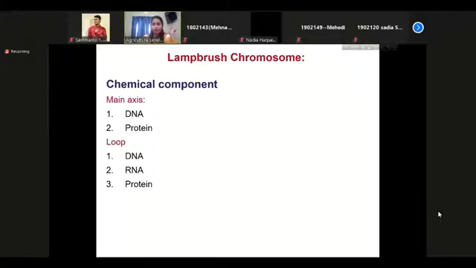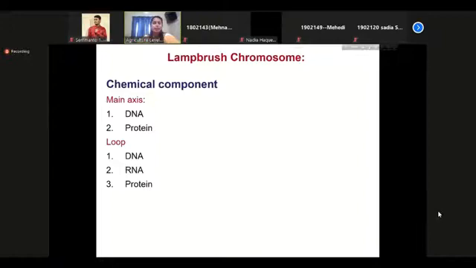Chemical composition. What chemicals actually exist in this type of chromosome? As I told you, the Lamb-Brush chromosome has two components. One is called the main axis, where the chromomere, that means granules, and DNA fibers are attached with each other. And the loops, where the DNA is extended out and produces the DNA loops. These are the two main structures of the Lamb-Brush chromosome.